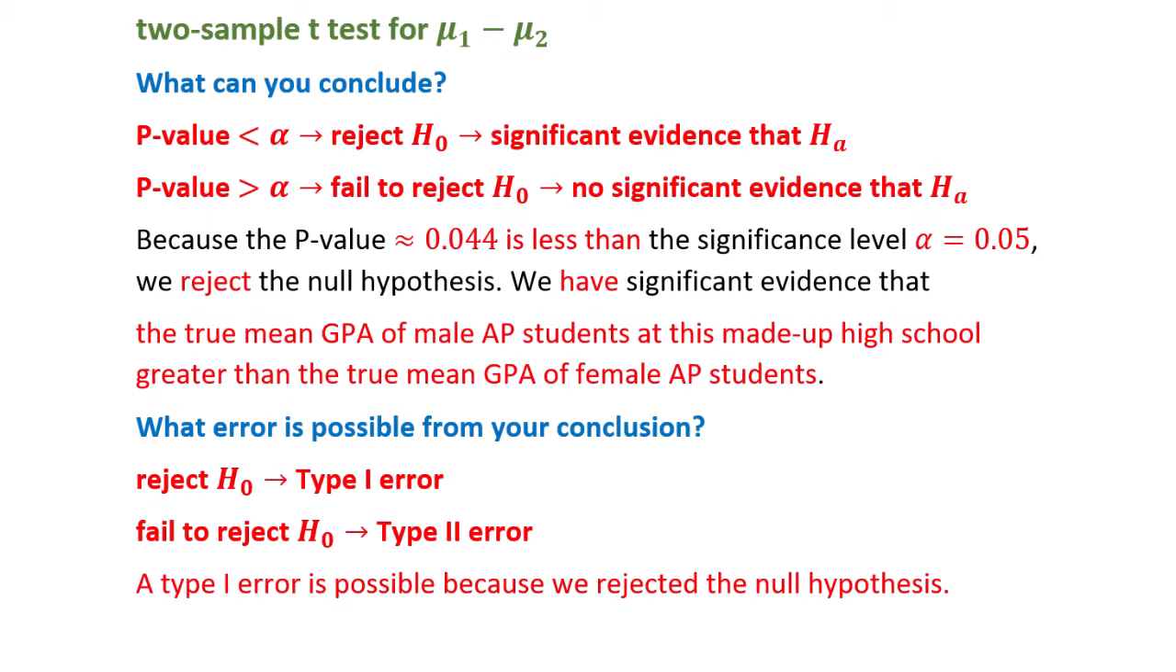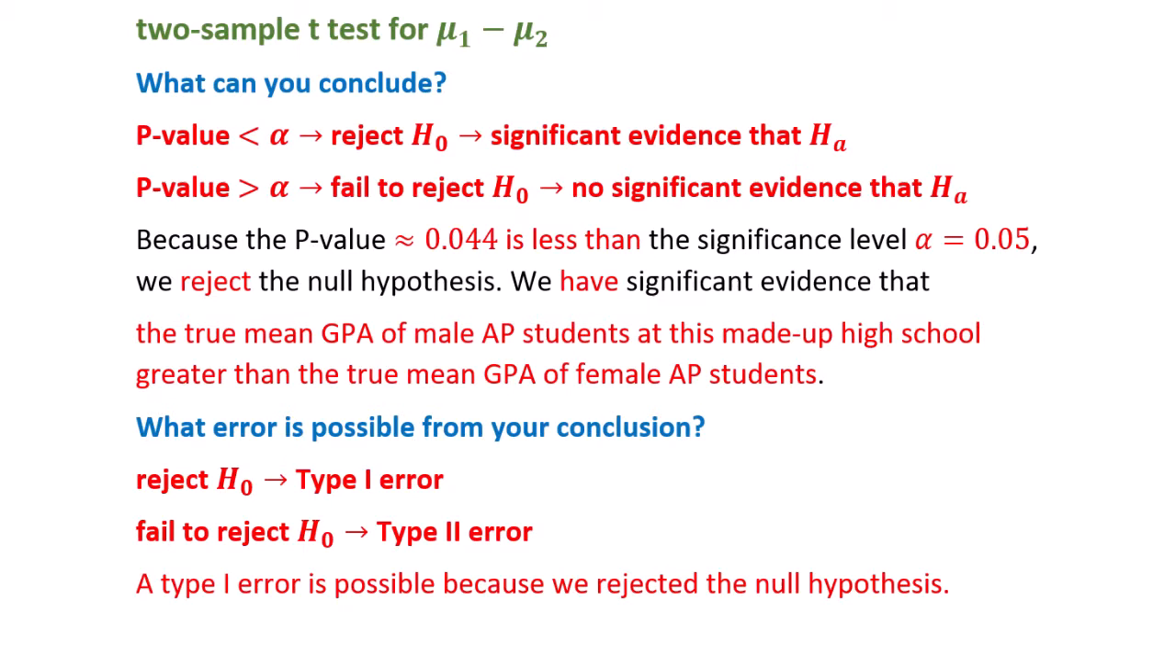What can you conclude? Because the p-value of approximately 0.044 is less than the significance level of 0.05, we reject the null hypothesis. We have significant evidence that the true mean GPA of male AP students at this made-up high school is greater than the true mean GPA of female AP students.